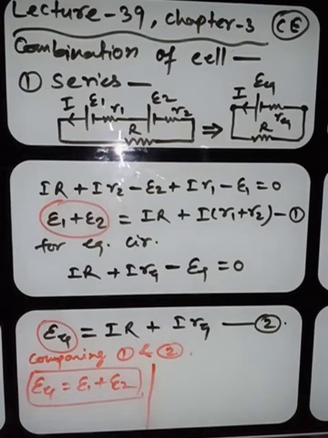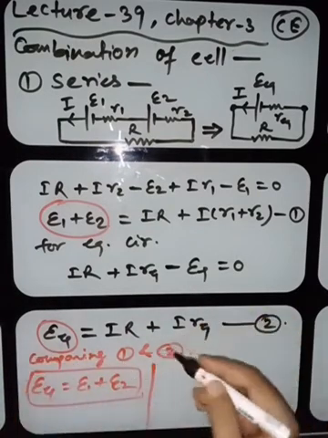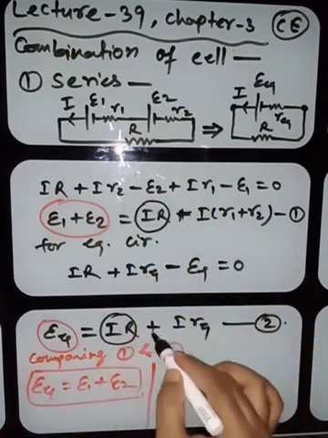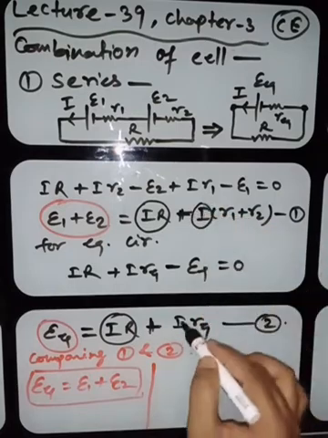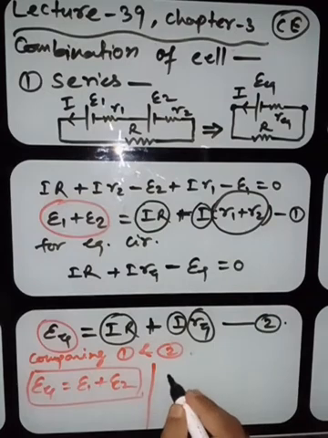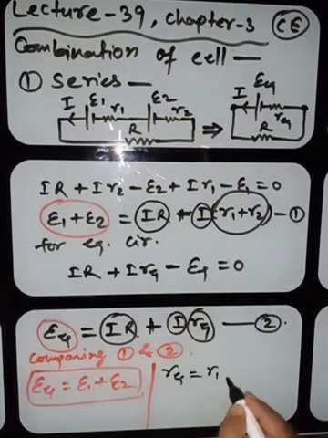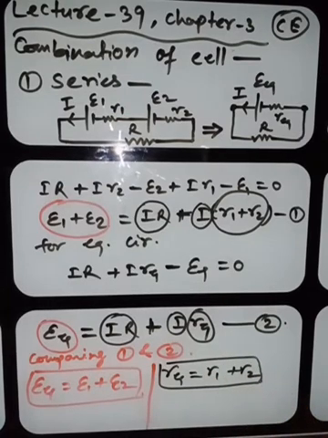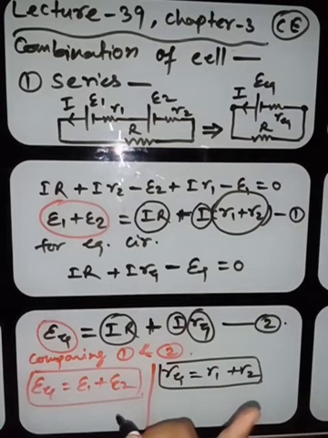Now the second thing: this is terminal voltage, this is also terminal voltage. Dividing by I, it means R equivalent equals R1 plus R2. R equivalent equals R1 plus R2. So this is the equivalent EMF in case of series combination. If n number of cells are connected, you will find E equivalent equals E1 plus E2 plus and so on. Okay, my dear student.